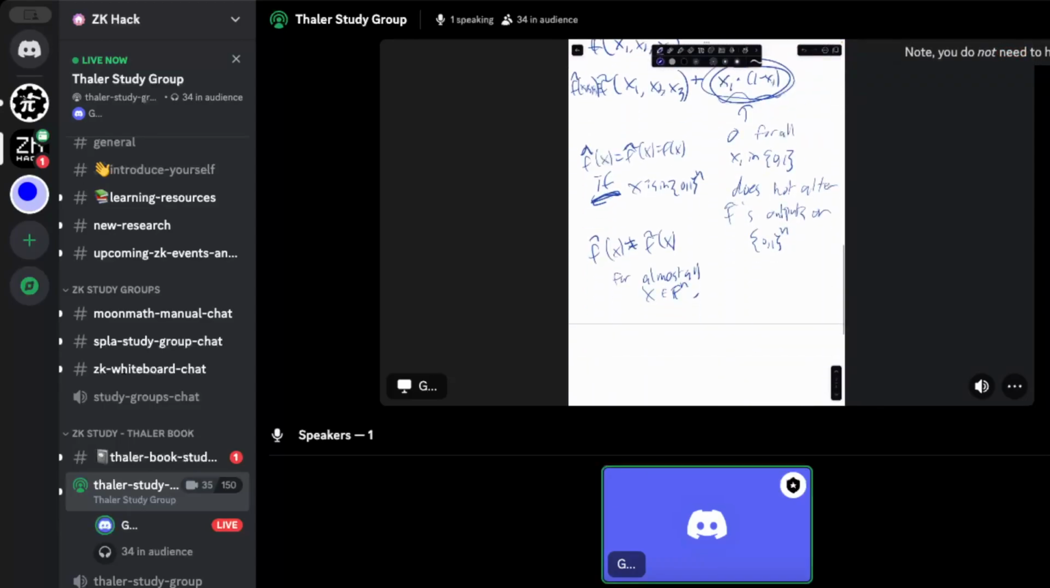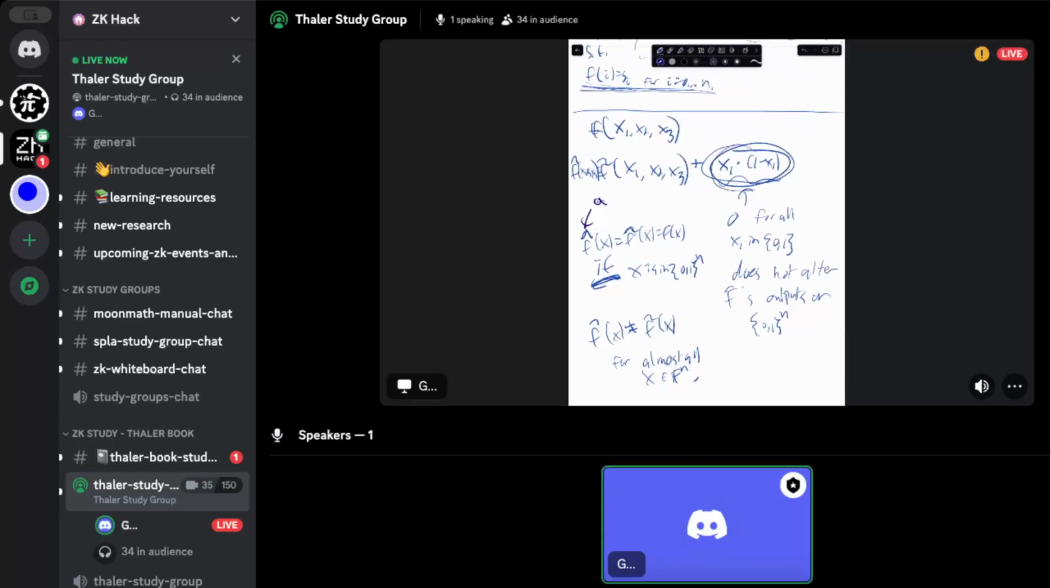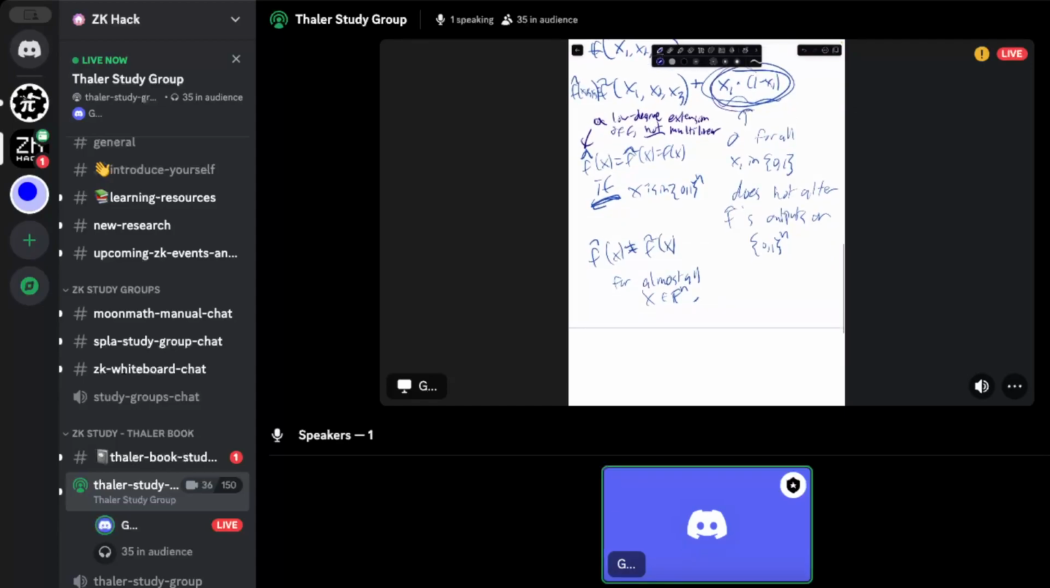And so f hat we would still call a low degree extension. As we've discussed before, the term low degree is a little bit vague, but certainly degree at most 2 in each variable would qualify as low degree. So f hat is a low degree extension of f, but it's not multilinear, right? The multilinear extension is always unique. There's exactly one.